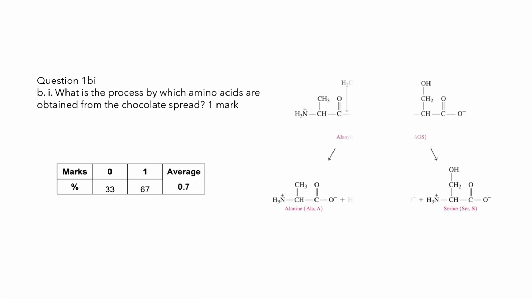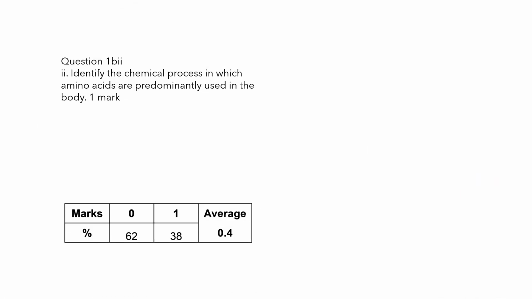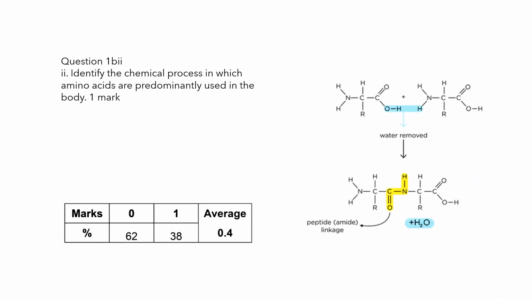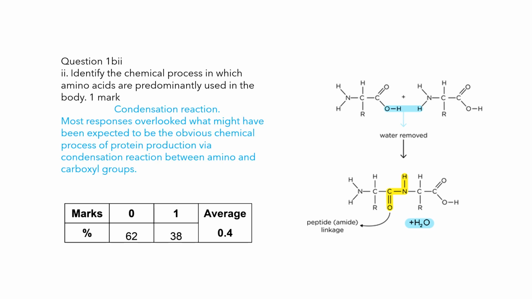Proteins are hydrolyzed to produce amino acids. Amino acids link with each other through condensation reactions. In this process, peptide linkages are formed and water is removed.